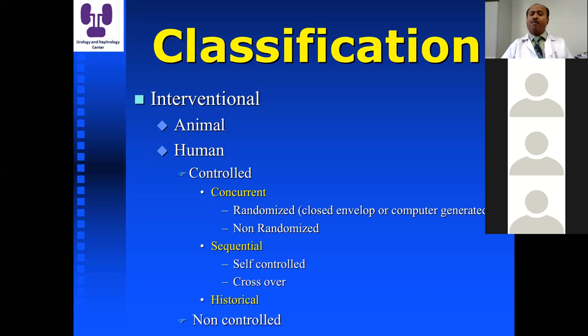How the randomization process is done, this is what I'm going to explain now. Usually, we have two methods of randomization, either closed envelope or computer-generated order. What's meant by closed envelope? Do you know what's meant by closed envelope?